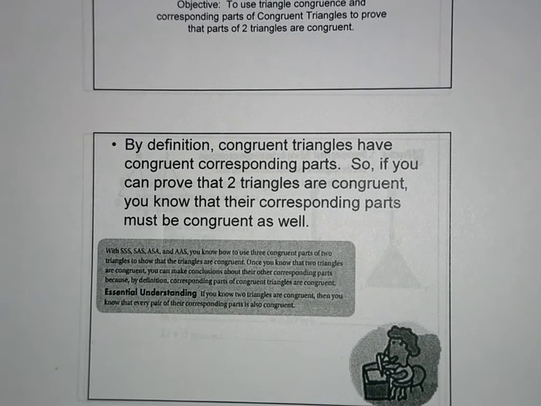By definition, congruent triangles have congruent corresponding parts. So if you can prove that two triangles are congruent, you know that their corresponding parts must be congruent as well. So oftentimes we're just proving three things in a triangle, correct? But once you prove the three things by like angle, side, angle, or side, side, side, or whatever it is, then you know that every single part in the triangle, whether it was stated or not, is congruent. Is that clear? Okay, so in your groups, restate in your own words what I just said to you.